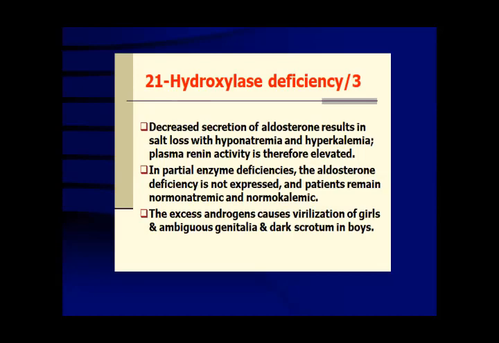In partial enzyme deficiency, the aldosterone deficiency is not expressed. The patient remains normonatremic and normokalemic. So the excess androgen causes virilization. When there is excess production of androgenic hormones, they cause virilization of the girls and ambiguous genitalia, and a dark scrotum in the boys. These are the anatomical changes which are being produced by the androgens.